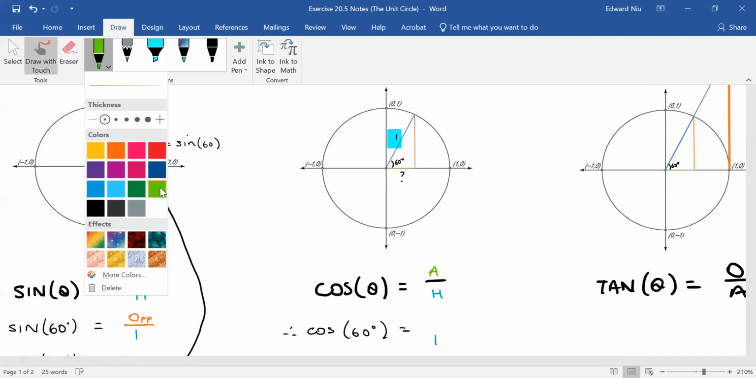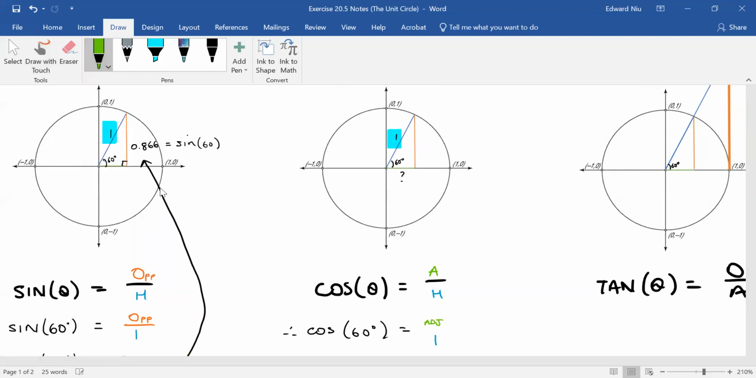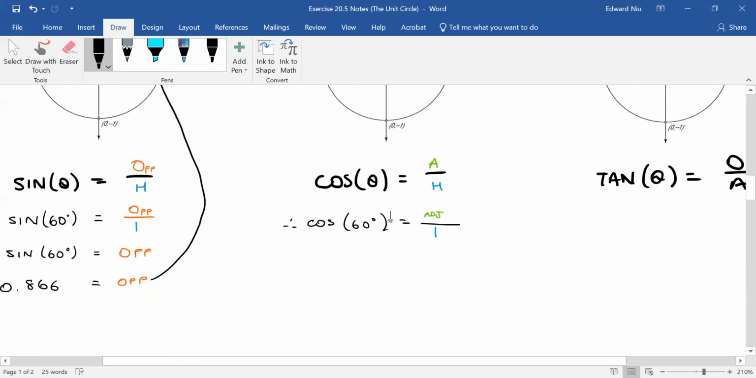From there, well, this is the adjacent. And then if we were to divide the adjacent by 1, we just have adjacent, right? Just like 5 divided by 1 is 5. Adjacent divided by 1 is just adjacent. So therefore we can say cos 60 degrees is just equal to the adjacent.